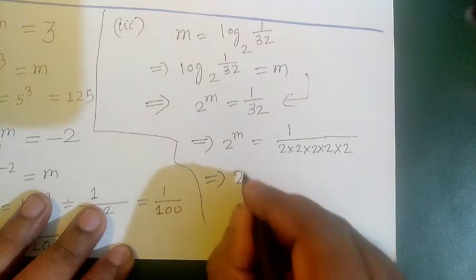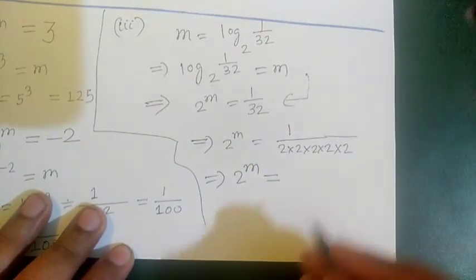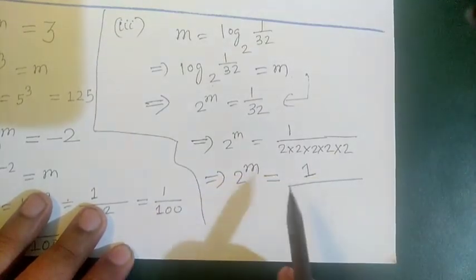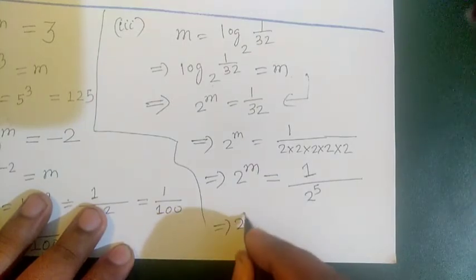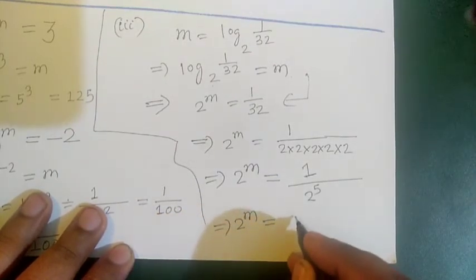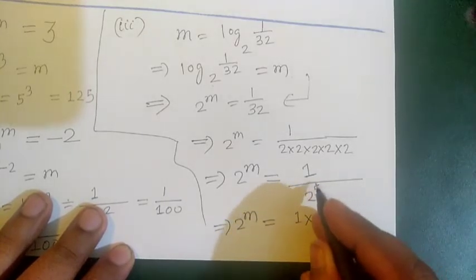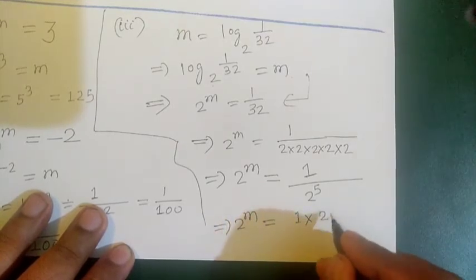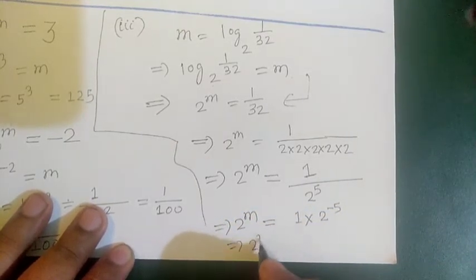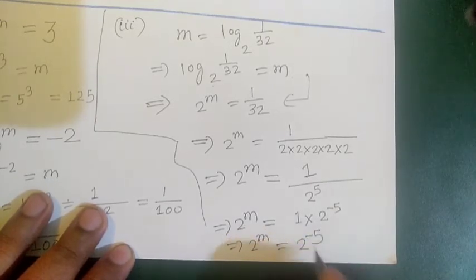So 2 to the power m is equal to 1 upon 2 multiplied 5 times, so 2 to the power 5. So 2 to the power m is equal to 1 into 2 to the power plus 5 in the denominator, which can be taken into the numerator. It will become 2 to the power minus 5. So 2 to the power m is equal to 2 to the power minus 5. Left hand expression and right hand expression are both equal, bases are same, so powers should be same.